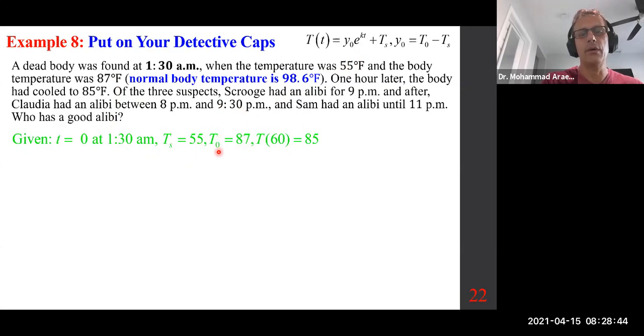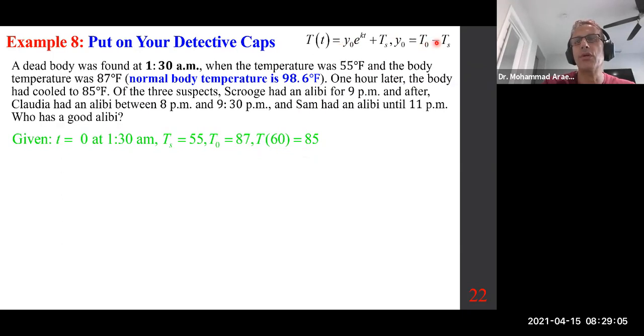Now, so T sub 0 is 87. Then 1 hour later, that means 60 minutes later, it's 85 degrees. This is the given. This is the translation of the question. So let's go with this formula and plug in what we can.